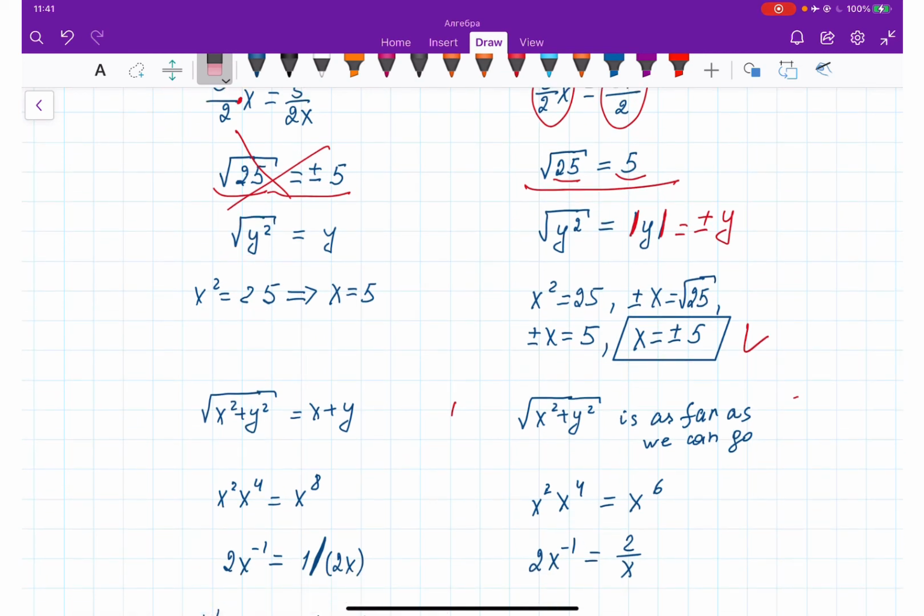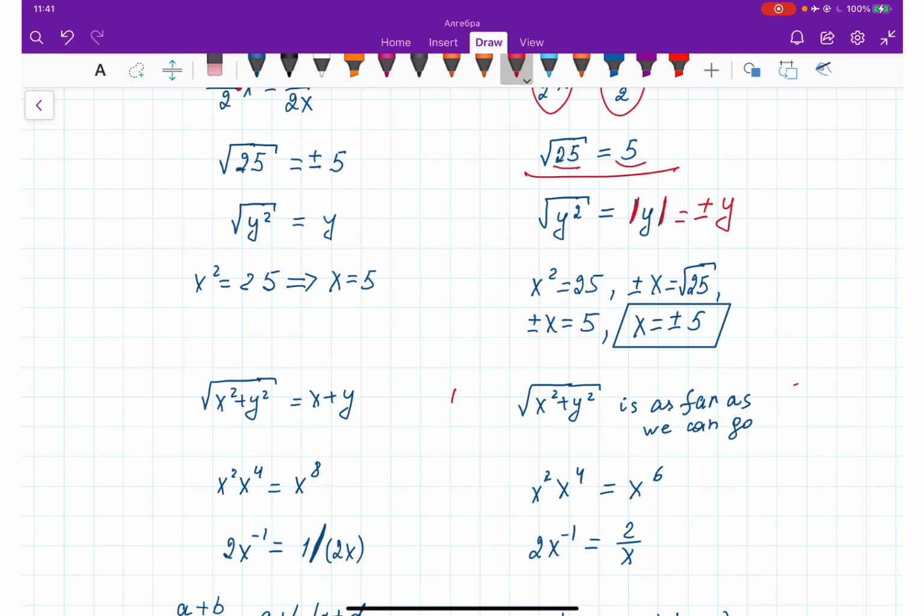Let me clean this. Okay, moving to square root of x squared plus y squared. So because we have x squared and y squared tied up with addition, you cannot separate them and write down equal, you cannot take square root and get x plus y. It cannot happen because it has to be multiplication. In the case of addition, you cannot do anything. In this case, square root of x squared plus y squared is as far as you can go.